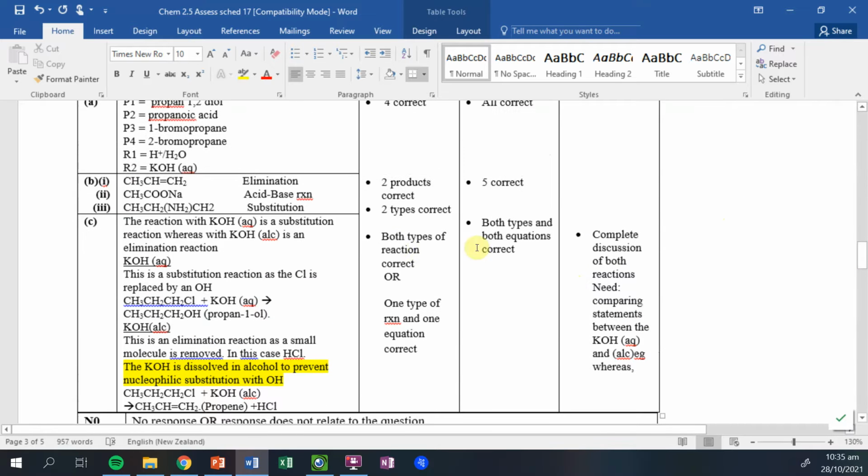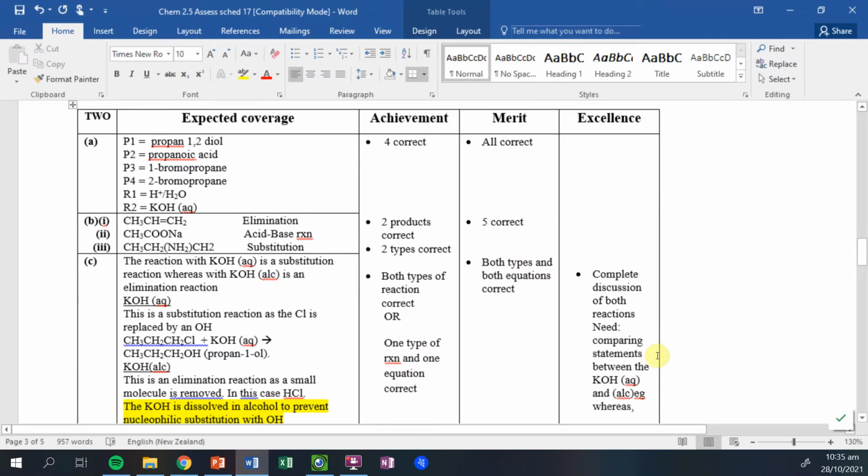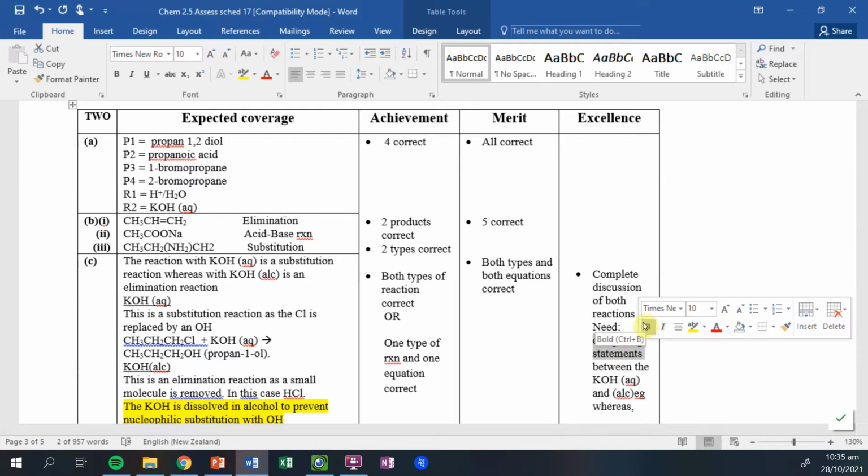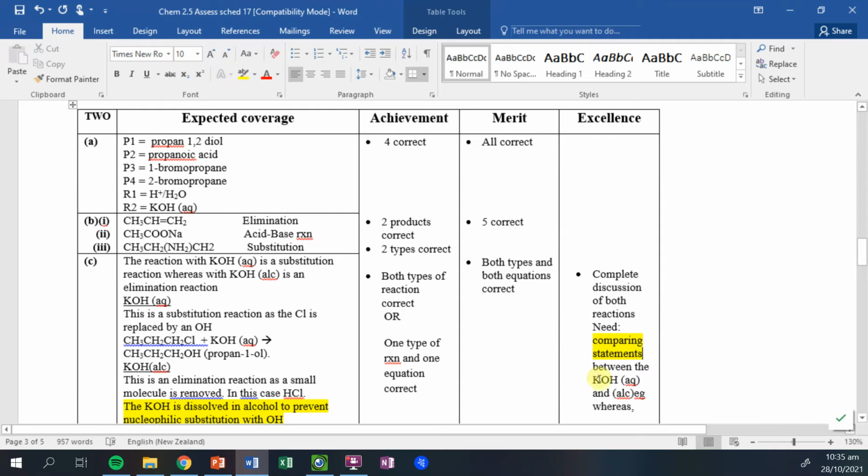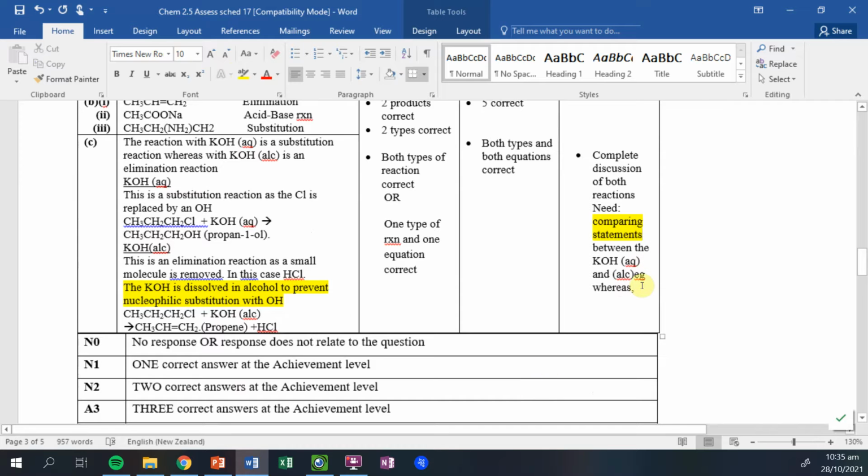All right. Looking at the breakdown, both reaction types for the achieve point or one type of reaction and one equation. So you only got 1 point for that second, or that part C. Both types of reactions and equations was going to get you the merit. And then here's the weird excellence one. Complete discussion of both reactions. Need comparing statements. How often do I say you need to have those linking words? I'll highlight again to remind you guys of that. Especially between the KOH, aqueous, and the alcohol. So things like whereas, or however, although, those things.